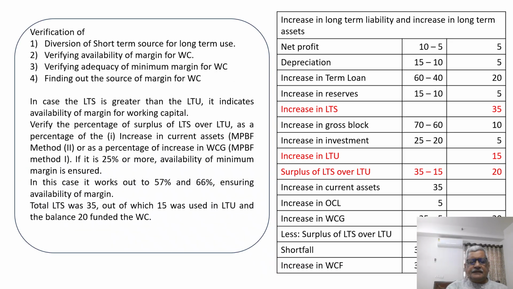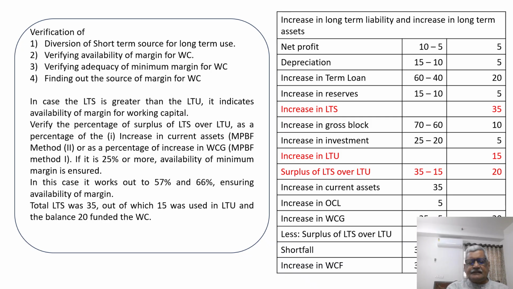Verification of: one, diversion of short-term source for long-term use; verifying availability of margin for working capital; verifying adequacy of minimum margin for working capital; finding out the source for working capital margin. In case the LTS is greater than LTU, it indicates availability of margin for working capital.